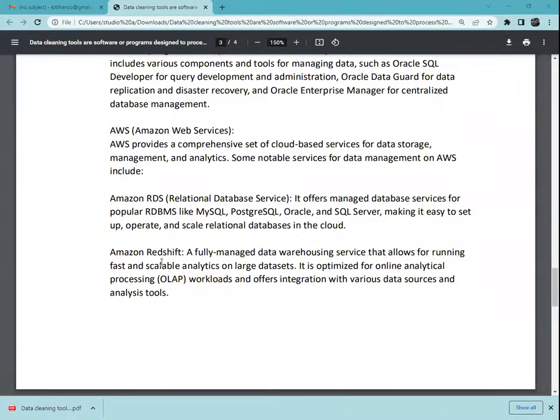All right. So the Amazon Redshift, a fully managed data warehousing service that allows for running fast and scalable analytics on very large data sets. It is optimized for online analytical processing workloads and offers integration with the various data sources and analysis tools. You guys must have left something very important, this Amazon Redshift.